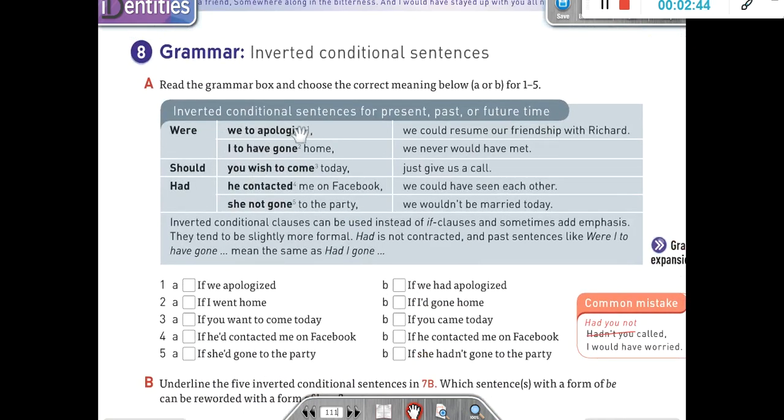Well, inverted conditional sentences for present, past, or future time. Please observe. Were we to apologize, we could resume a friendship with Richard. Were I to have gone home, we never would have met. The important part that I want you to observe here is when we are using were in this space, then comes the subject, and immediately a verb in infinitive.